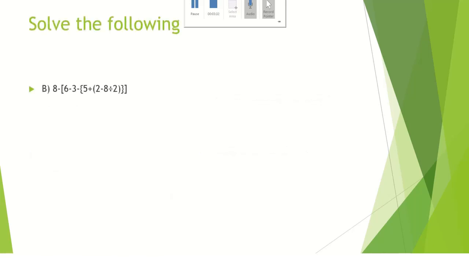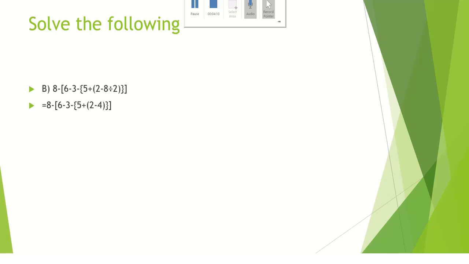The next question, this is also a bonus one. Here we need to concentrate on division first. In each and every bracket we always need to check the signs. So 8 minus 6 minus 3, open the bracket, 5 plus, again in brackets 2 minus 8 divided by 2, close all the 3 brackets. Here we need to start with the innermost one first. Minus 8 divided by 2, the answer is minus 4. So in the next step you get 2 minus 4.